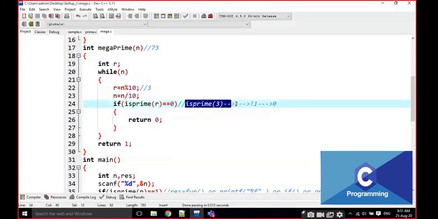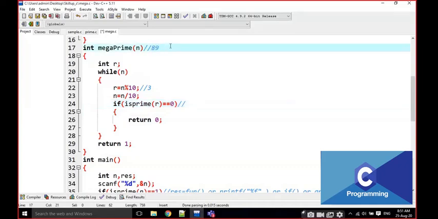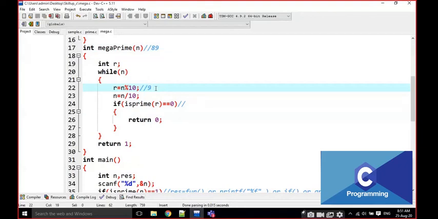Why do we have to check here? 89, right? The number is 89. I am going to check here 89. What is the R value? First of all, the R value is 9.